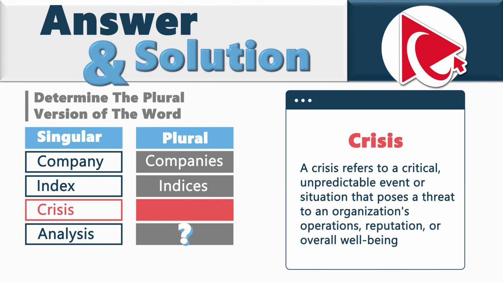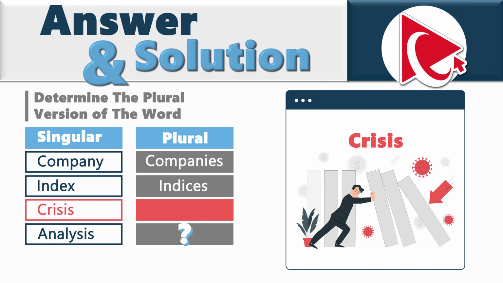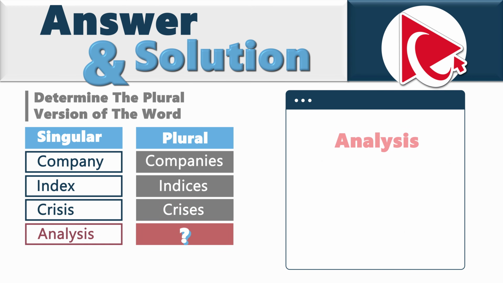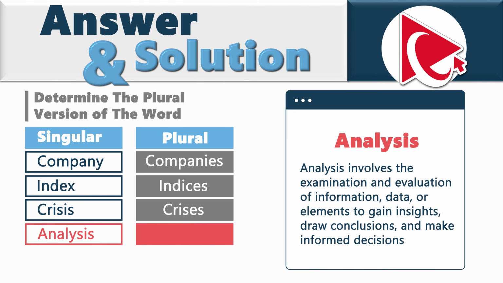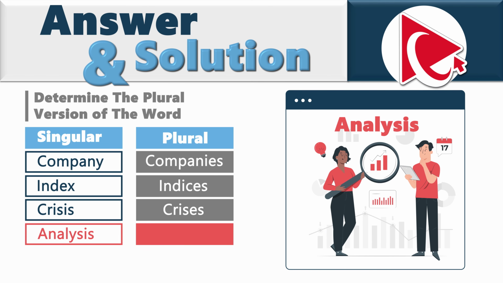A crisis refers to a critical, unpredictable event or situation that poses a threat to an organization's operations, reputation, or overall well-being. The plural version for crisis is spelled as C-R-I-S-E-S and is pronounced as crises. And then the last word, analysis, involves the examination and evaluation of information, data, or elements to gain insights, draw conclusions, and make informed decisions. The plural version for analysis is spelled as A-N-A-L-Y-S-E-S and is pronounced as analyses.